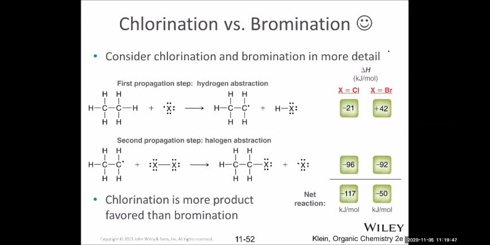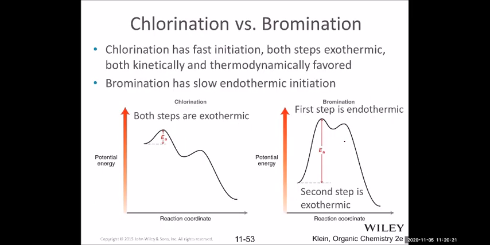And between these two, chlorination and bromination. Okay, so if you look at delta H, what does this tell you? Chlorination is a little more exothermic than the bromination. Chlorination is more favorable for the product because of the more negative delta G.